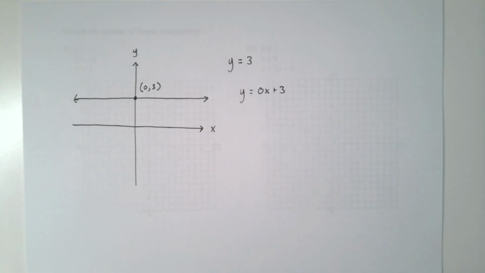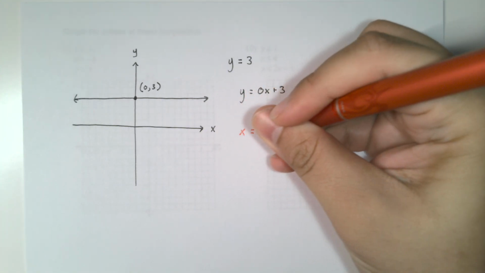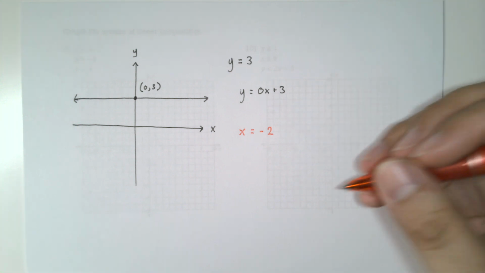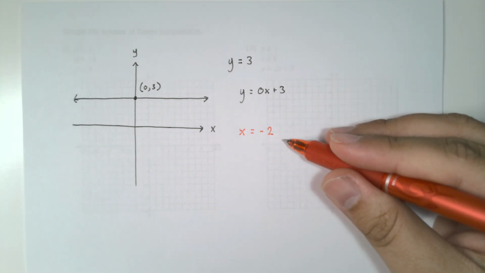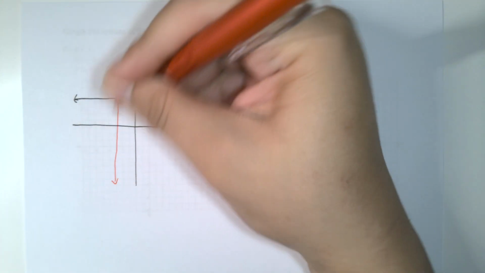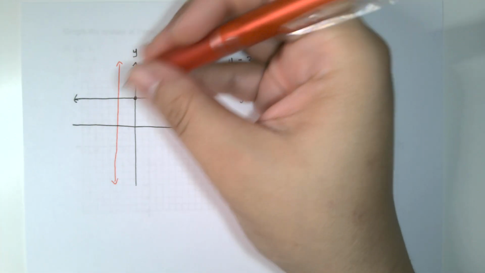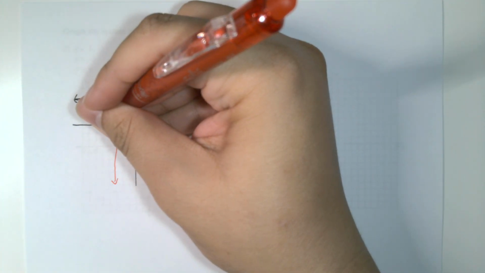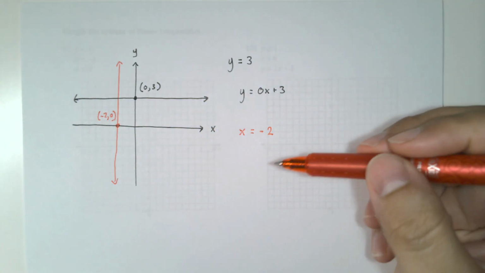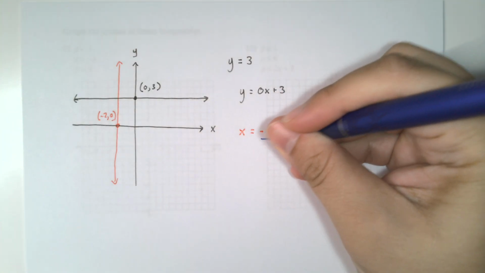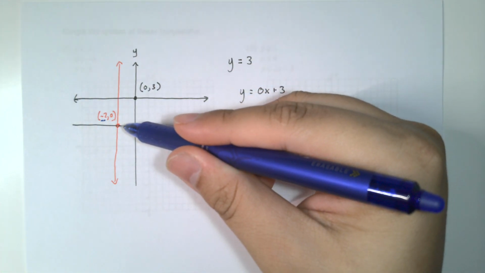Now, what if, on the other hand, we're graphing, say, x equals negative 2? So how do we graph x is equal to negative 2? So it turns out that this is going to be a vertical line, and similar to the horizontal line, on the x-axis, it's going to go through this point, (-2, 0). So whatever this number is right there, so I'm going to underline that in blue, whatever this number is right here is going to be the x-coordinate of wherever it intersects on the x-axis.